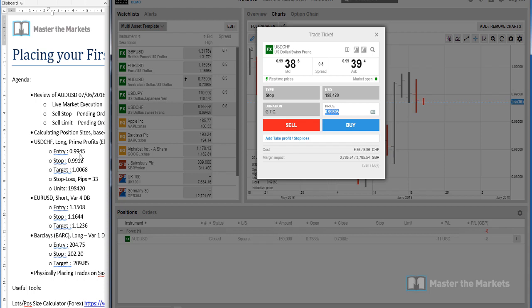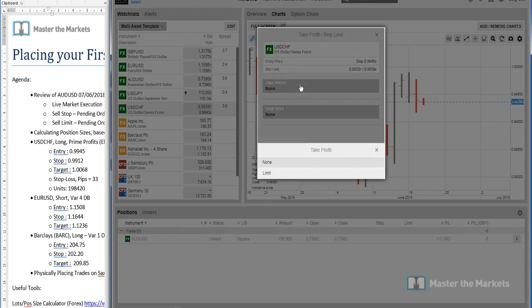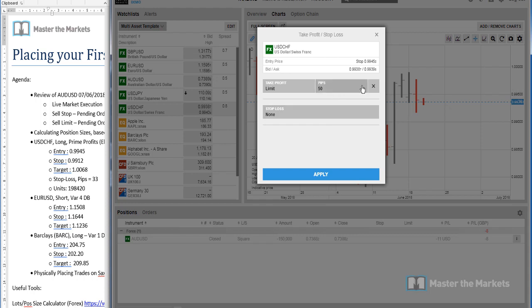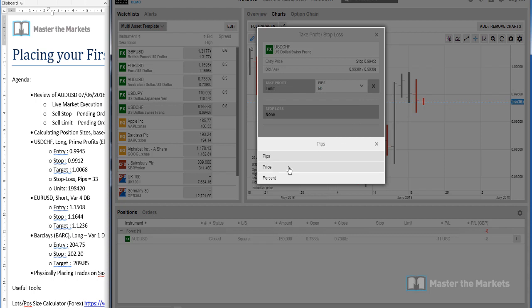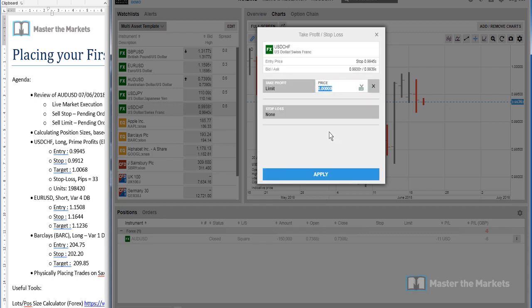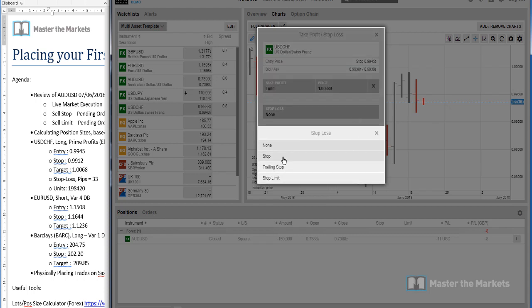What's the price I'm going to buy at? Well, that's easy, 0.9945. Then I'm going to key in the stop loss and the take profit. 10068 is the take profit or the limit order. So it's telling me number of pips 50 here. So what I'm going to do is change that from 50 to an actual price level, which is how I prefer to put the target in, 1.0068. And then let's go ahead and key in the stop loss.